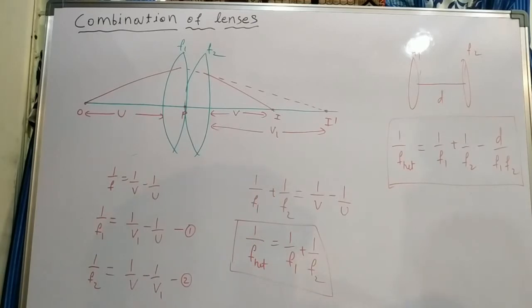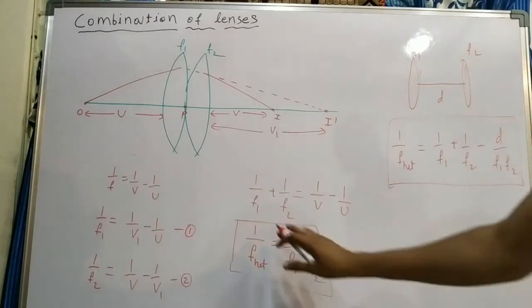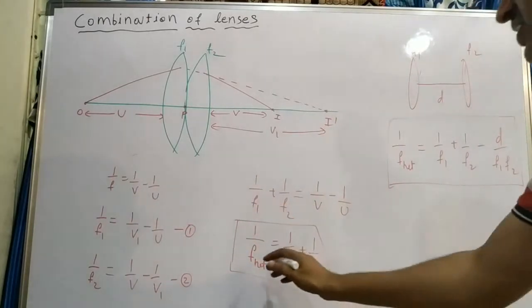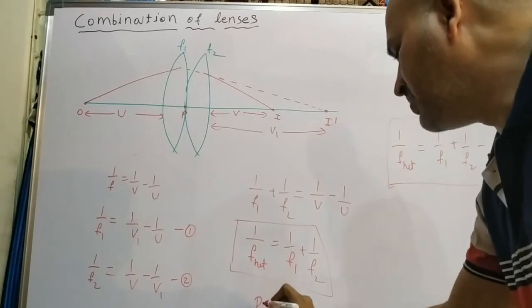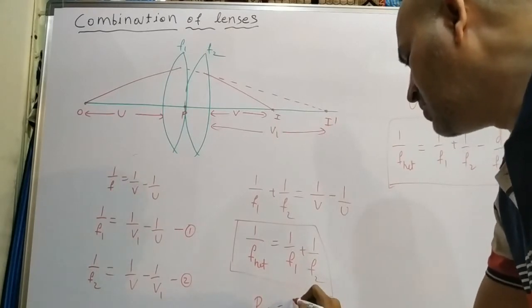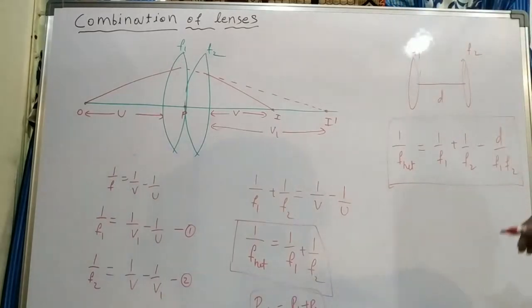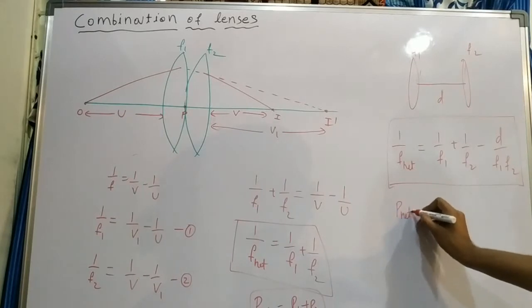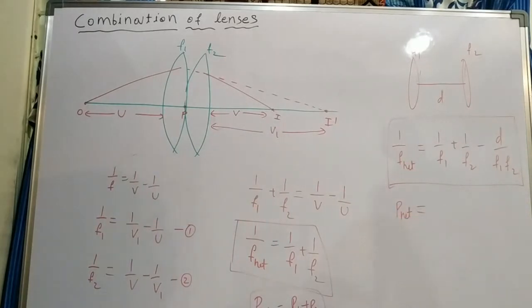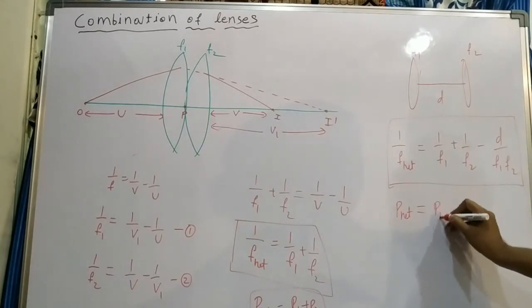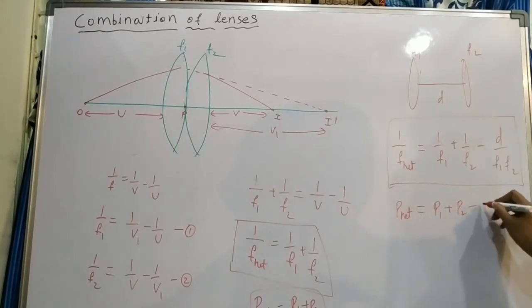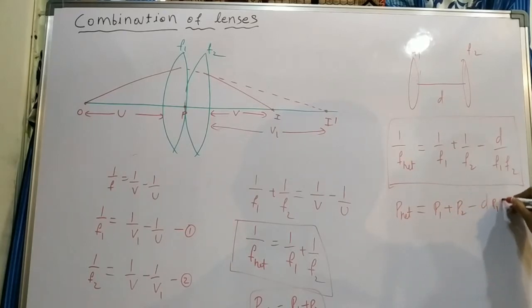Similarly, how do we get focal power, the focal power of the combination? First we see the reciprocal of focal length, which is what we call focal power. So from this equation, you can write P net, the net power, is equal to P1 plus P2. And for two lenses separated by distance d, the net power is 1 by f1 which is P1, plus 1 by f2 which is P2, minus d times P1 P2. This is the power of the combination of two lenses, in contact or with some separation d.